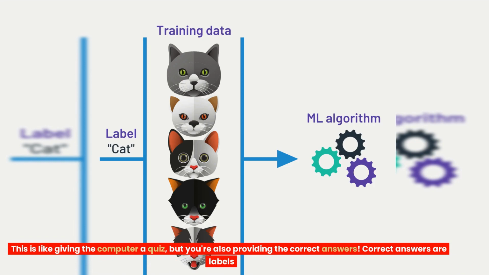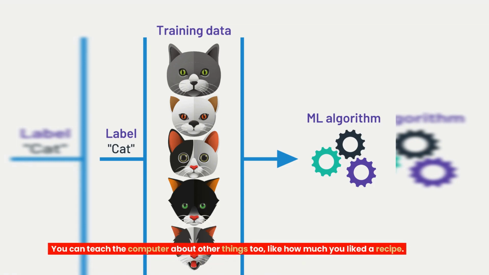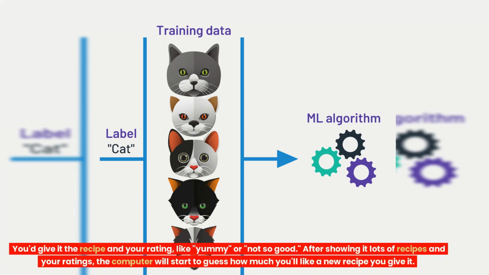We call them labels. You can teach the computer about other things too, like how much you liked a recipe. You would give it a recipe and your rating, like yummy or not so good. After showing it a lot of recipes and your ratings, the computer will start to guess how much you like a new recipe you give it. Your ratings are the labels.